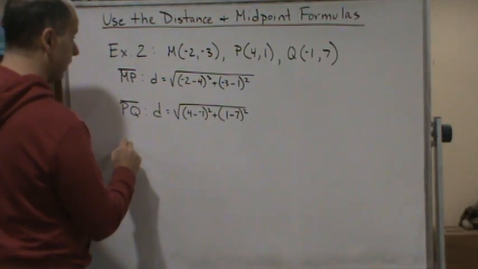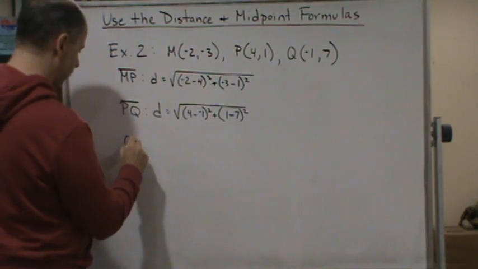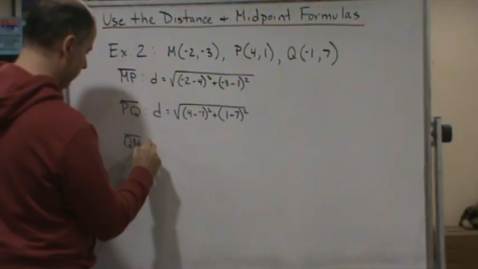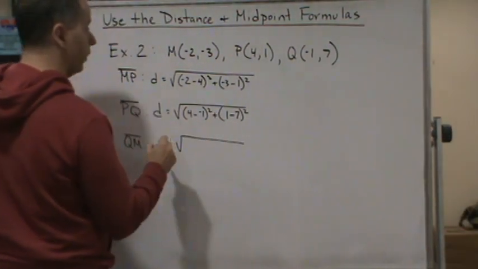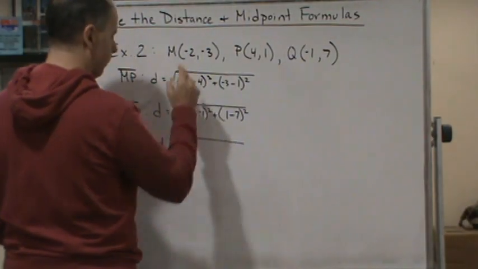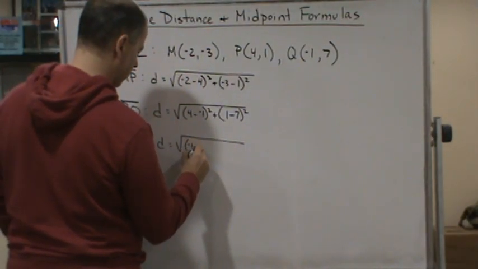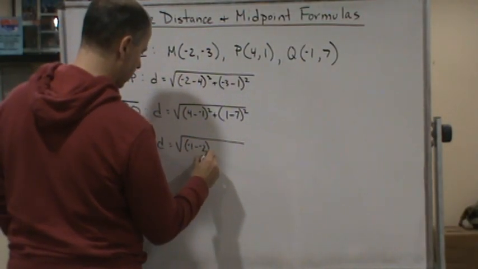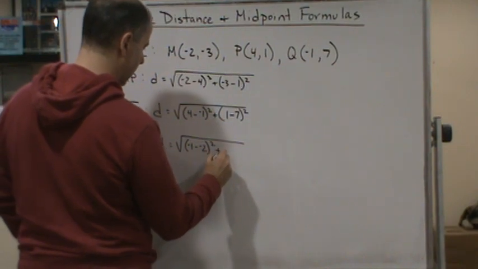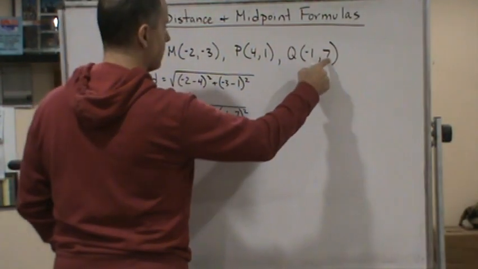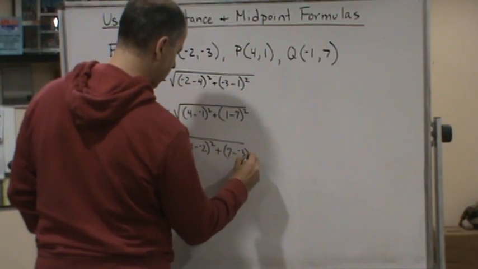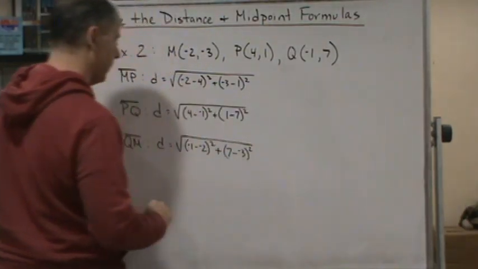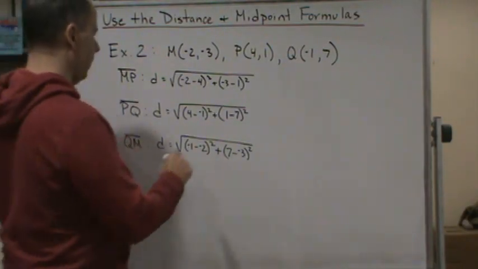And then finally, QM. And so that distance, we can write that as what? QM is going to be -1 minus -2 squared plus 7 minus a -3 quantity squared. Okay, so now let's solve for each of these.